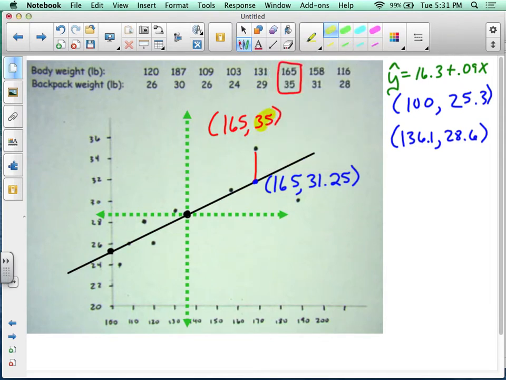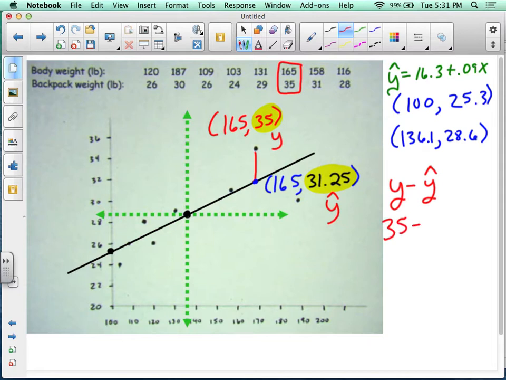Okay, you're going to use this value and this value. The first one, this is our observed data. This one will be our predicted y value. And what you do is you take your y minus your predicted value. So your observed minus your predicted. That's going to be 35 minus 31.25. And that gives you a residual of 3.75. That is how you find the residual by hand.